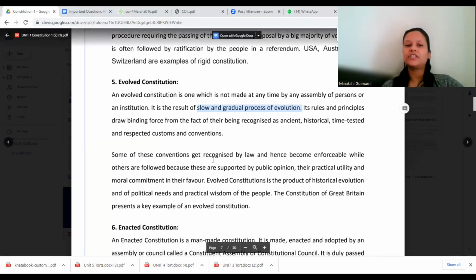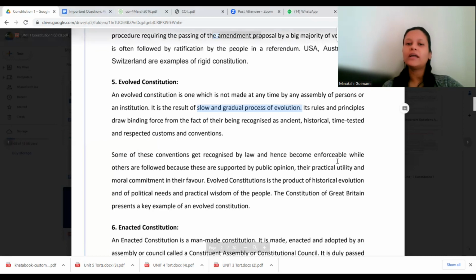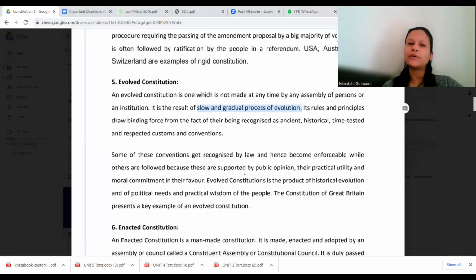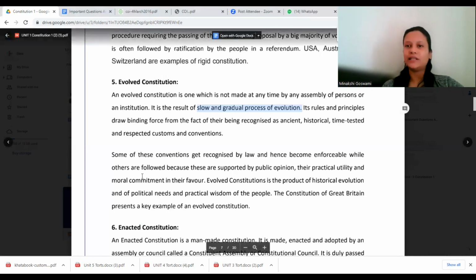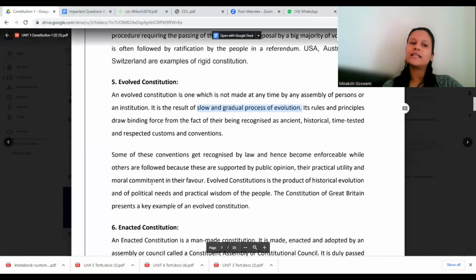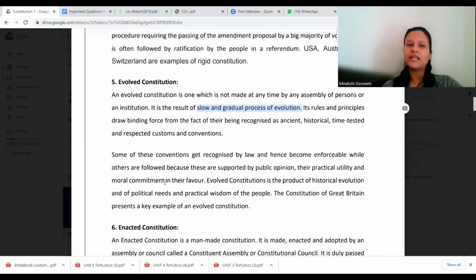Some of these conventions get recognized by law, hence they become enforceable, while others are followed because they are supported by public opinion. Everyone supports it, like a custom, we can say. Their practical utility is time tested. With time, we have seen that a certain thing works well. So there is nothing but practical utility and moral commitment in their favor. Everything is favoring it, and that's the reason we are following it.